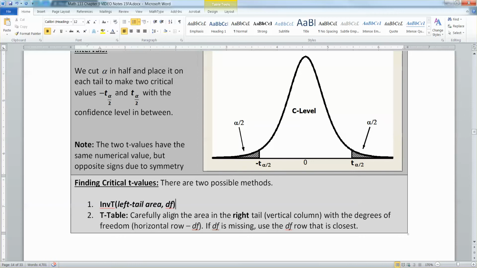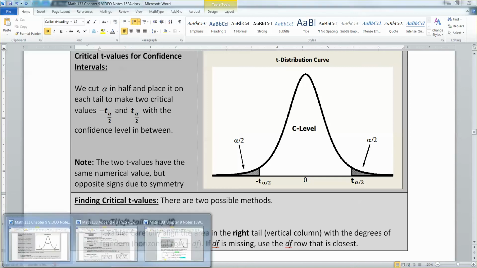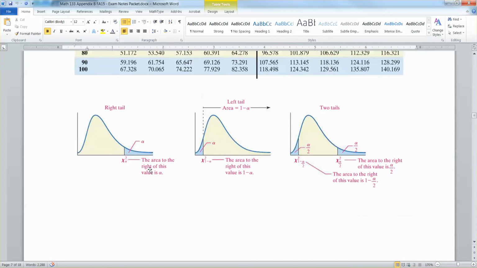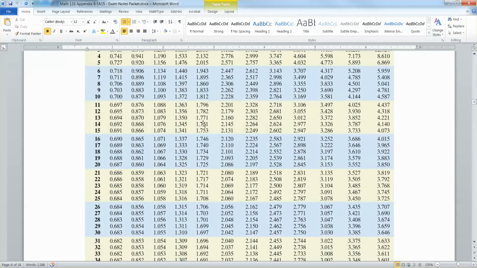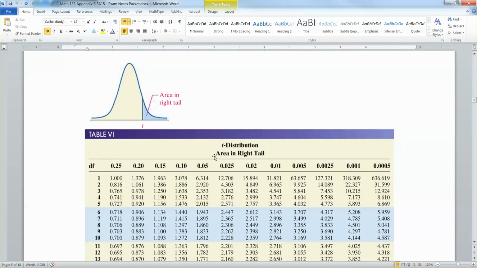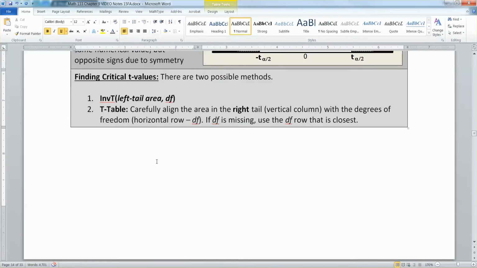Or if possible, you can use your t-table. Now, the one problem with that is that it doesn't have all of them. Now you might be wondering, where is the t-table? Well, it's in that notes packet, right? So before we get to the confidence interval formulas, that's the chi-square table, which we'll deal with later in this chapter. But right here is the t-distribution table. And it even reminds you right there at the top, it's the area in the right tail. Okay, so we'll deal with that as we do this problem.